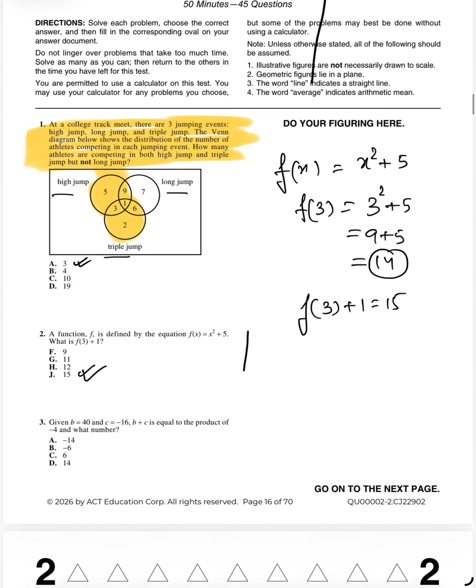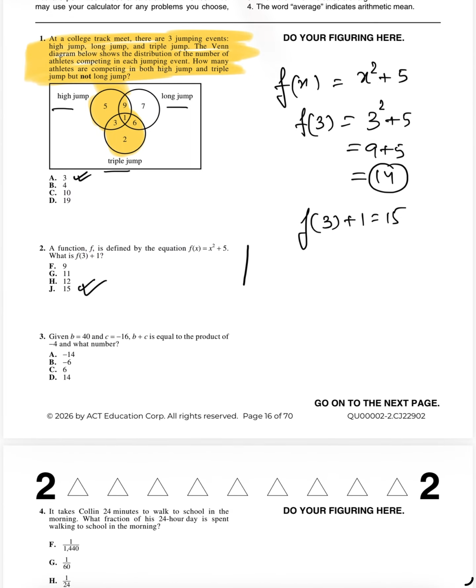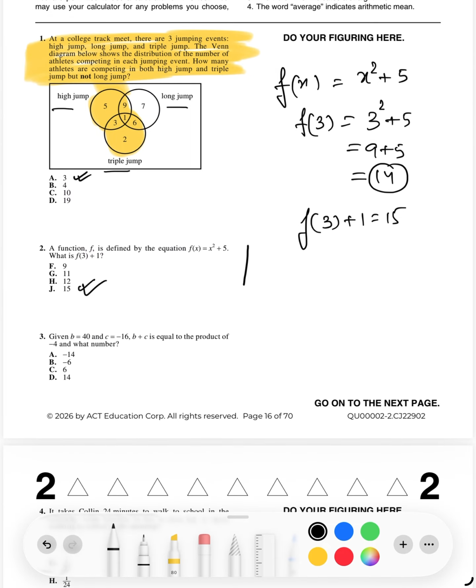Okay, let's move to the next question, which is the third one. Given that the value of b is equal to 40, c is equal to minus 16. So b plus c is equal to the product of minus 4 and what number? The number we don't know, so x. So b plus c is equal to minus 4x.